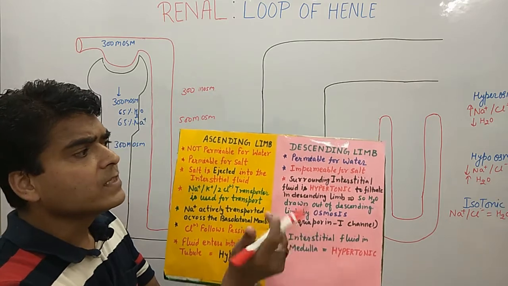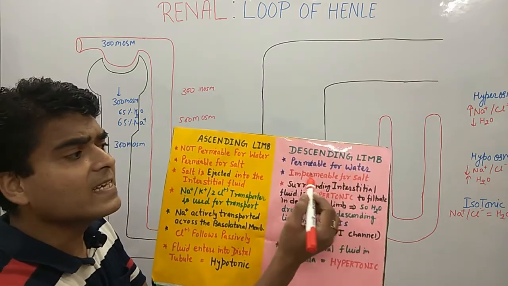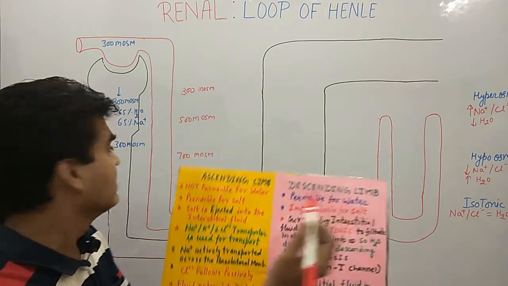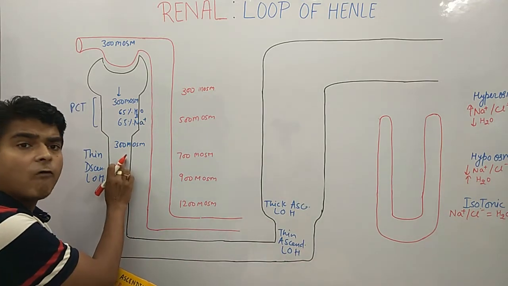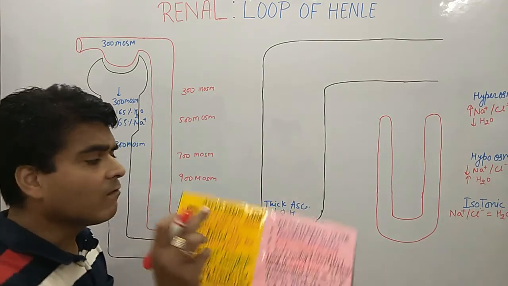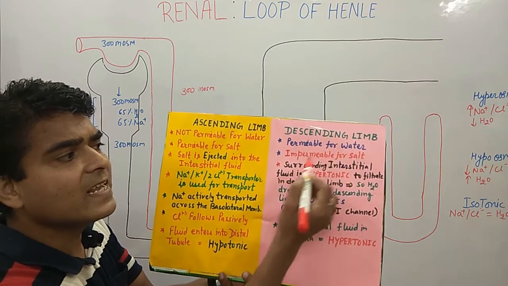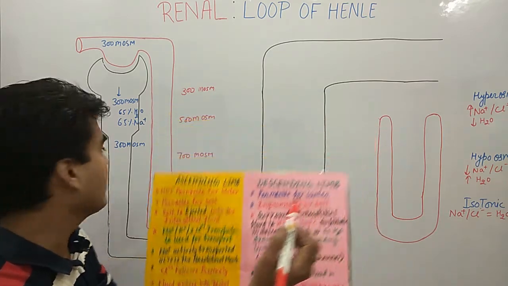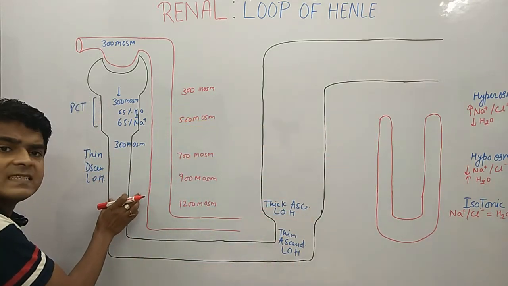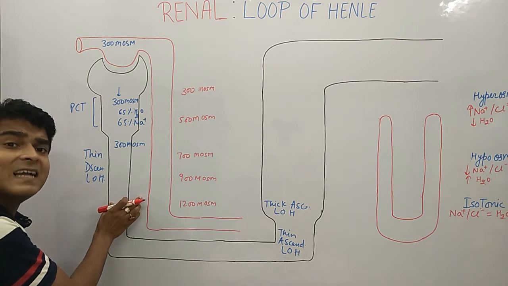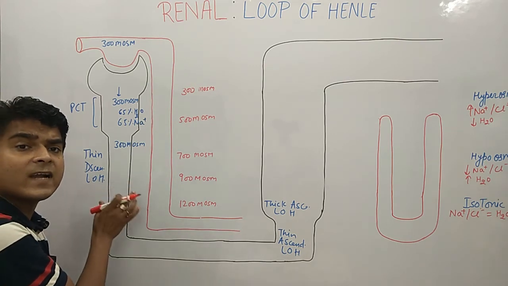Look at here, the descending limb is permeable to water. It is permeable to water. And the wall of the descending limb is impermeable to salt. The wall of this descending limb is impermeable to salt. So this is the structural, anatomical point.